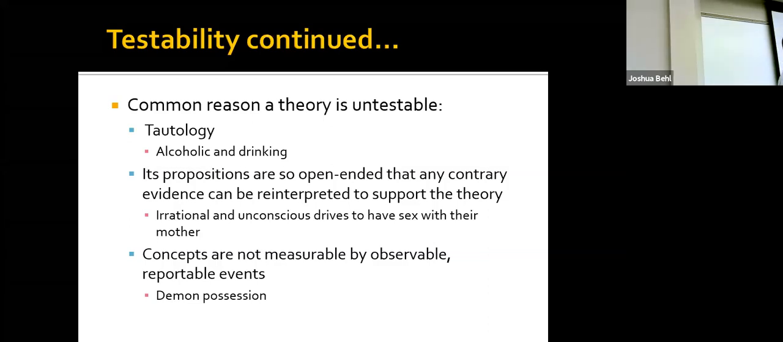Common reasons a theory is untestable. This first one is one of the most important, right? Tautological issues. This is basically circular reasoning. You'll see this all the time. I want to make sure that the screen can see the board here because I'm going to draw pretty pictures.